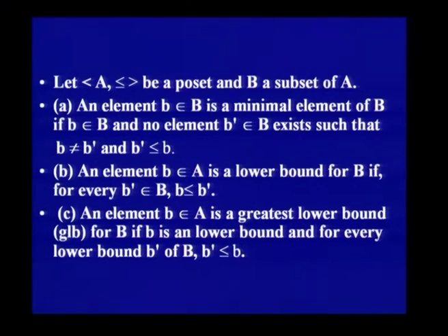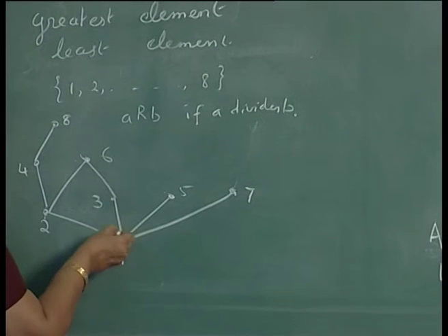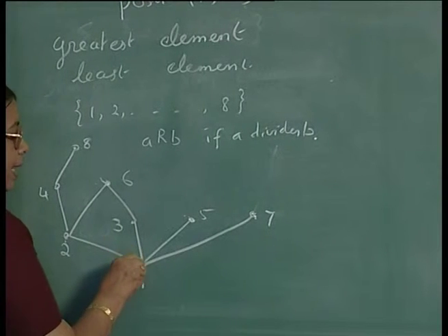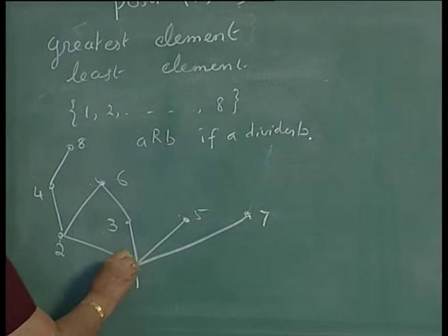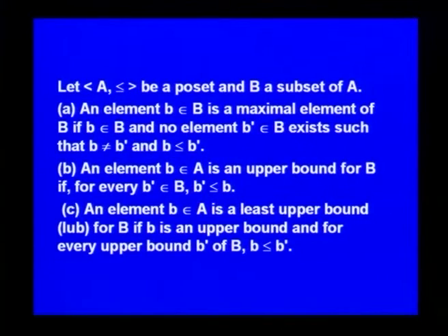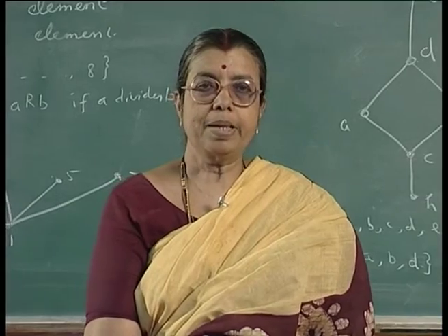Okay. So, if you look at this diagram, in this case there is no greatest element, these are the maximal elements, this is the least element, this is the minimal element, this is the greatest lower bound and the only lower bound, and it also happens to be the greatest lower bound. There is no upper bound here. So, these upper bounds, lower bounds may exist or may not exist, and greatest element, maximal elements, they will belong to the subset. You are considering a set A and taking a subset B of A.